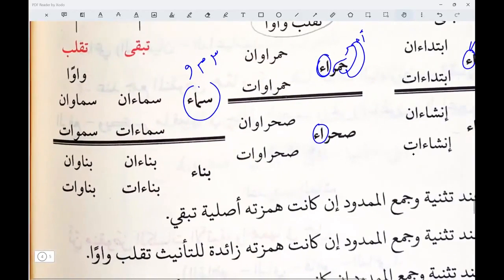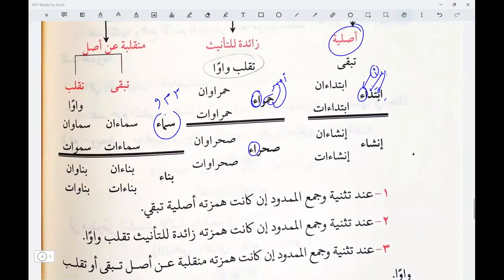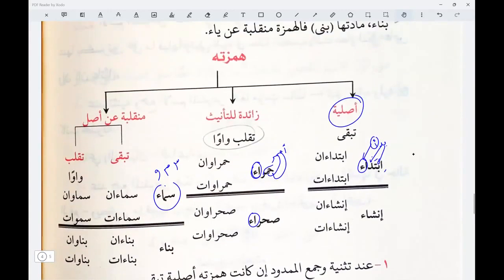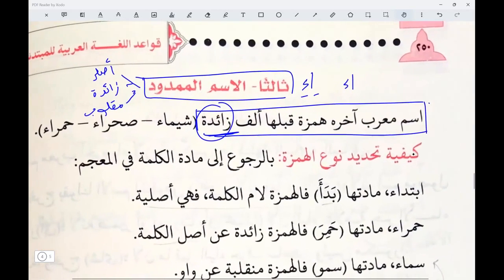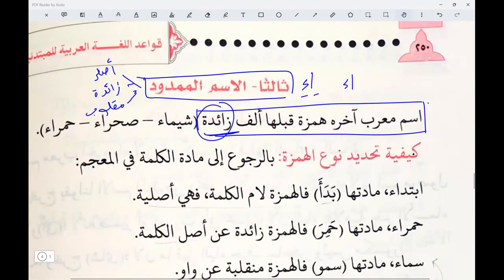Okay, you understand? So the main thing I want you to think about right now is that by and large, most of the time when we talk about mamdud, we're only interested in something that is zaida, when alif and hamza has been added. Okay, so that is the main definition.